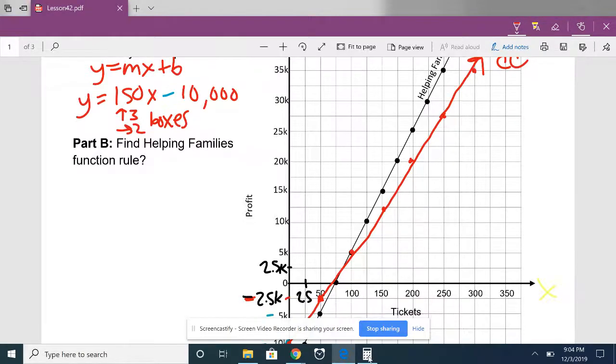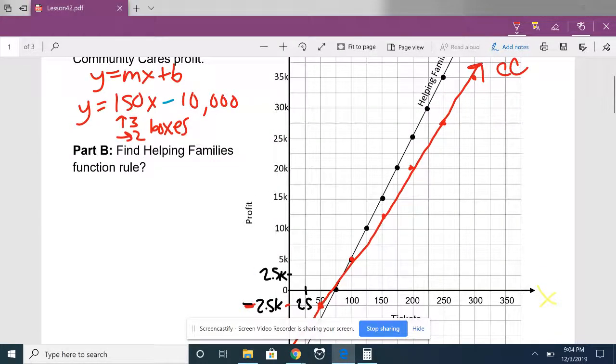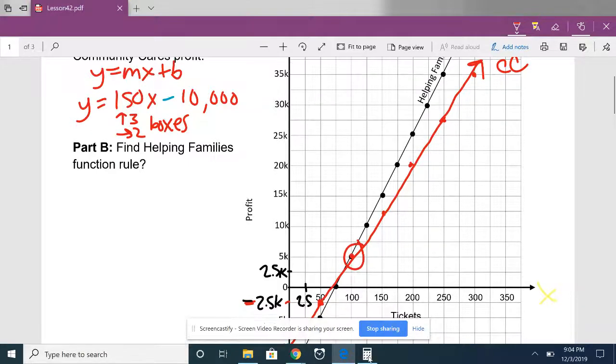There we go. That's as straight as it's going to get. All right, we do know that they intersect at this point right here, which is 105,000. So that means at 100 tickets, they both had a profit of 5,000. All right, now let's take a look at the helping families function rule.